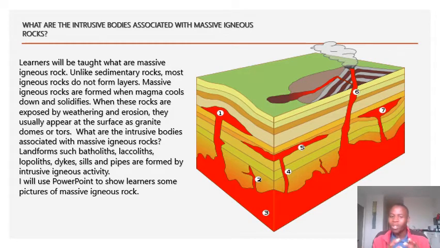When these rocks are exposed by weathering and erosion, as last time I spoke about what weathering is and what erosion is, they usually appear at the surface as a granite dome or tors. So what are intrusive bodies associated with the massive igneous rock? We were taught that landforms such as batholiths, lapoliths, dikes, sills and pipes are formed by intrusive igneous activities. Therefore, class, I think we are all clear, and all of you can see this diagram. So, class, let us continue.